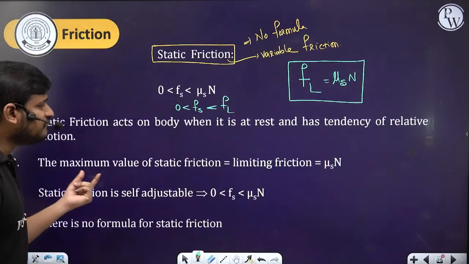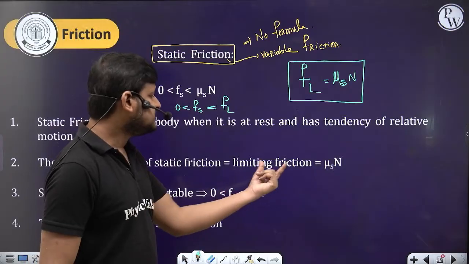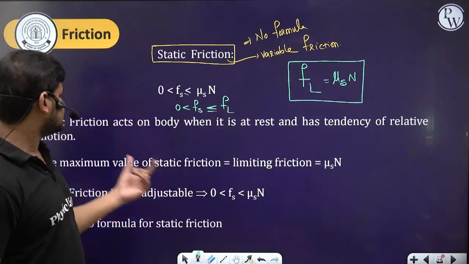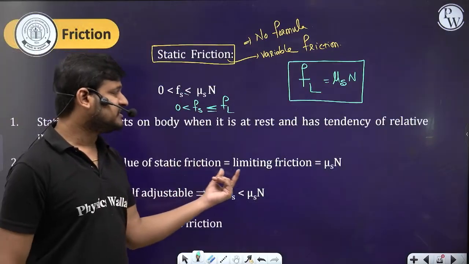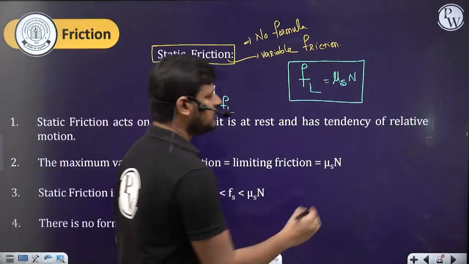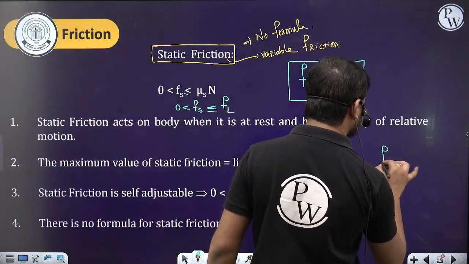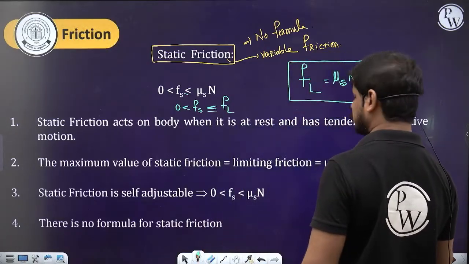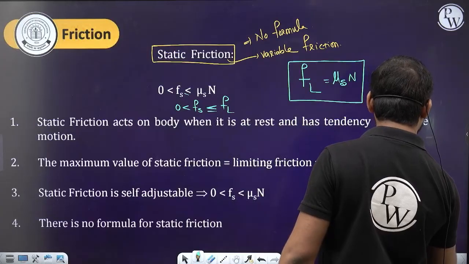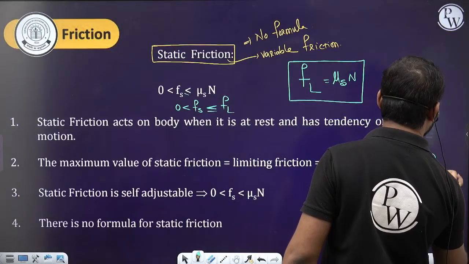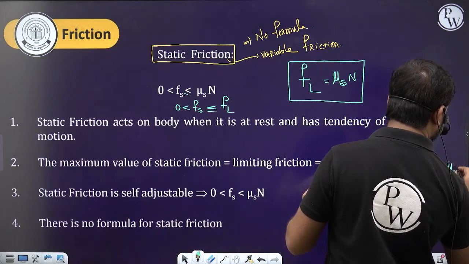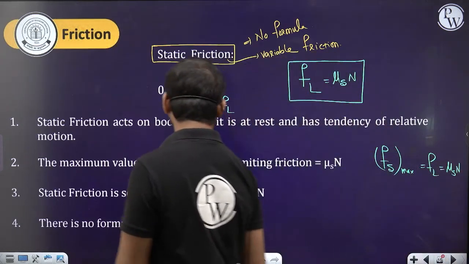The maximum value of the static friction is equal to the limiting friction. See here, put it like this. So the maximum value of the static friction Fs is equal to the limiting friction. So what is the limiting friction formula? Which is equal to mu s into N. Mu s into N is the limiting friction.